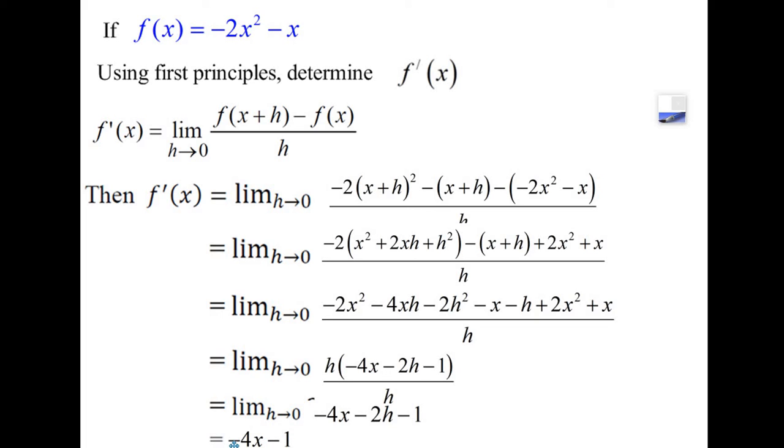So at 1, the gradient's minus 4 times 1, the gradient would be minus 5. At 0, the gradient must be minus 1. So anyways, that's a pretty useful thing, how to find the gradient at any x value. And that's what the derivative is. It's all about gradients. So I hope that helped.